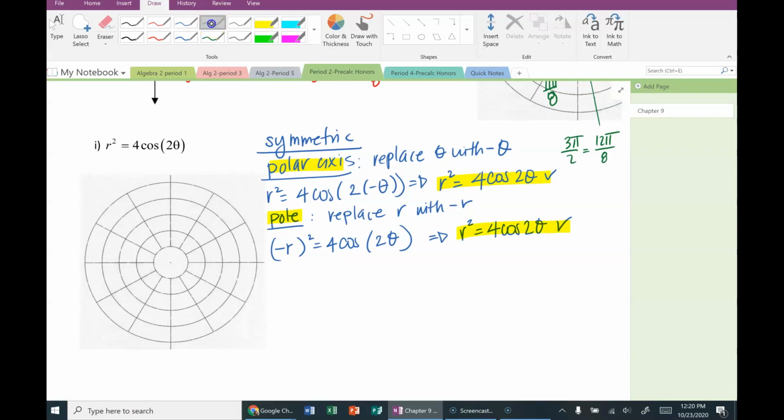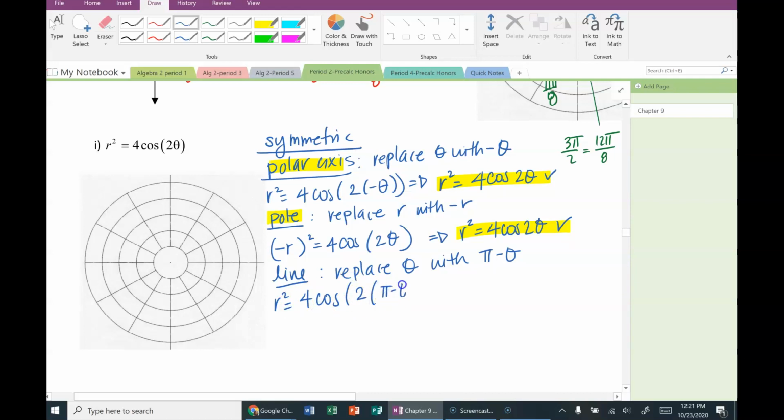One more test. Our last test is going to be the pole. Wait, we did the pole already. So we want to now go do the line. Sorry, I kind of did it out of order this time. So for the line, we replace theta with pi minus theta. So r squared equals 4 times cosine of 2 times pi minus theta. And distribute that to r squared equals 4 times cosine of 2 pi minus 2 theta.